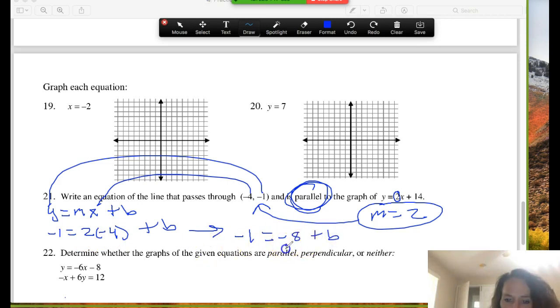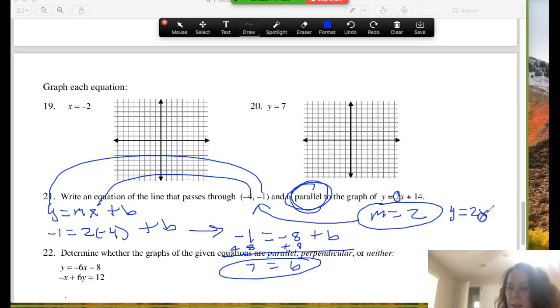To finish solving this, I'm just going to add 8 to both sides. Then 8 plus 8 is 0, and -1 plus 8 will be 7 equals b. So I figured out my b. I figured out my slope. Write your equation. y equals 2, your slope is 2, times x, and then your y-intercept is 7.